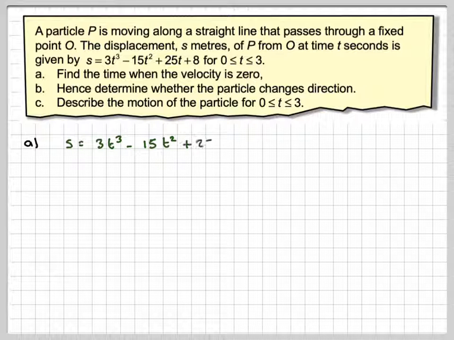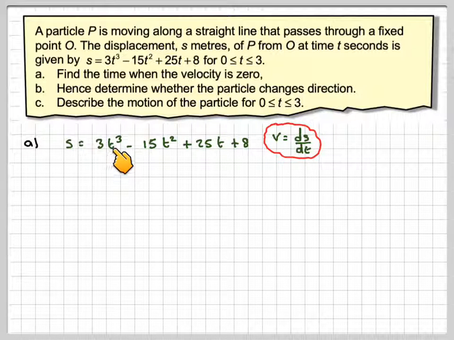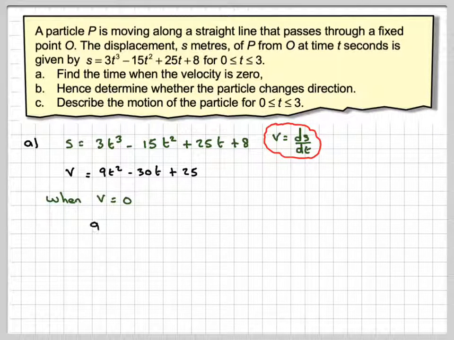Okay, so we've got s is 3t cubed minus 15t squared plus 25t plus 8. In order to find velocity, we need to differentiate this, so v is 9t squared, 2 times minus 15, which is minus 30t, plus 25, and when you differentiate 8, you get nothing. We want to find where the velocity is equal to 0, so we put 9t squared minus 30t plus 25 equal to 0. Now we try to solve this.